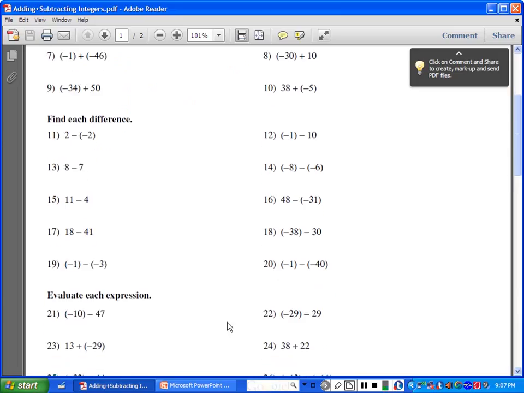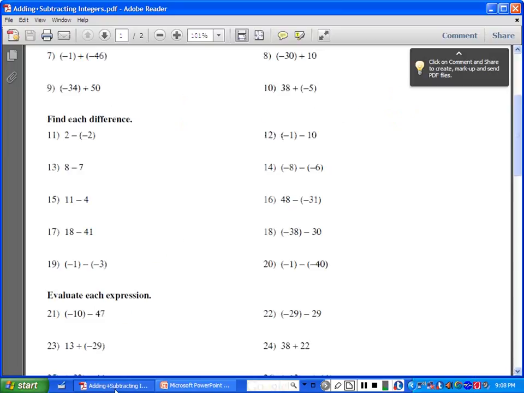Okay, let's try number 19. Negative 1 minus a negative 3. Subtraction problem again, so we're going to change our minus sign to a plus sign and change negative 3 to a positive 3. We have a negative 1 and a positive 3. We have different signs here. So we do the difference. That means subtract the two numbers. We're going to get 2. And what's the higher number here? It's 3. Since it's positive, our answer would be a positive 2.